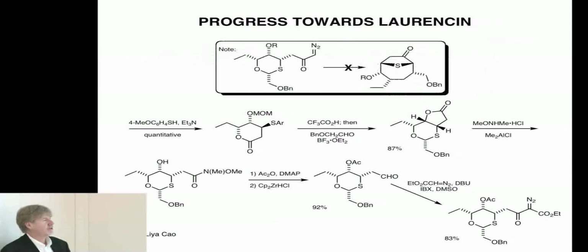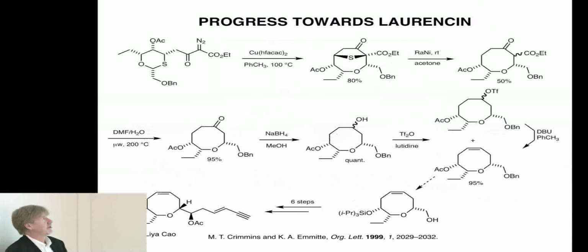And we want the diazoketo ester, it turns out, because the simple diazoketone in this case does not give us this product. But we had found in the model system that the dicarbonyl compound worked well. And in this case, it also worked well. So copper hexafluoroacac, 80%, we get a single diastereomer of product. We can then take out the sulfur, decarboxylate under Krapcho conditions in the microwave to give us this compound.